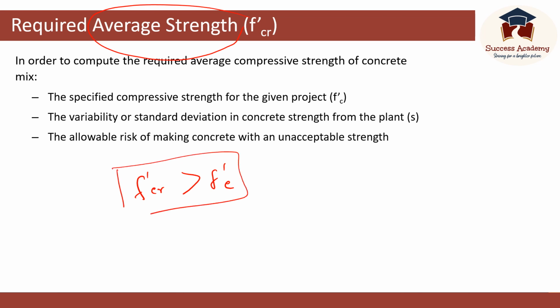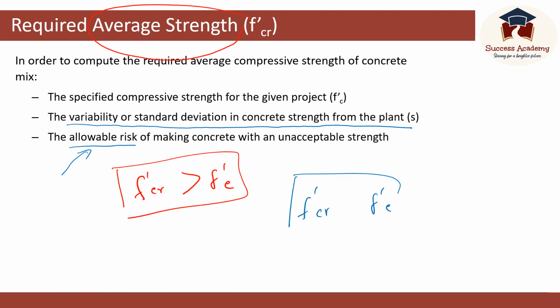Let's see how to find this f'cr. This f'cr depends on the variability or the standard deviation in concrete strength from the plant and also the allowable risk. Allowable risk depends on the age of the plant, and considering the standard deviation and the age of the plant, we can find the f'cr in terms of f'c. Let's see how to find it.